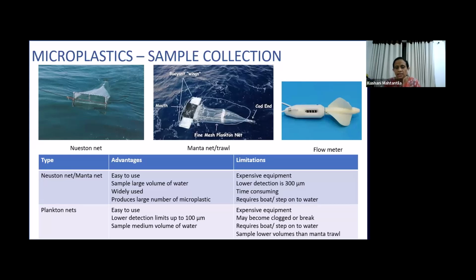And plankton nets. The main advantage of the plankton nets is the lower pore size of the net. It limits up to 100 micrometers, so it can collect more particles. However, the sample volume is less than the Manta and Newton nets.